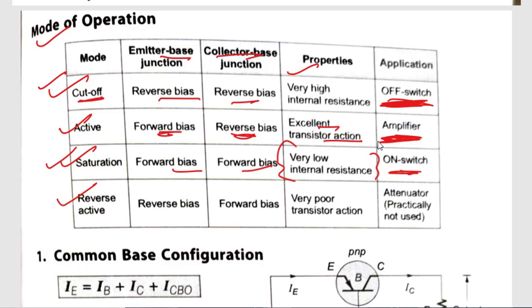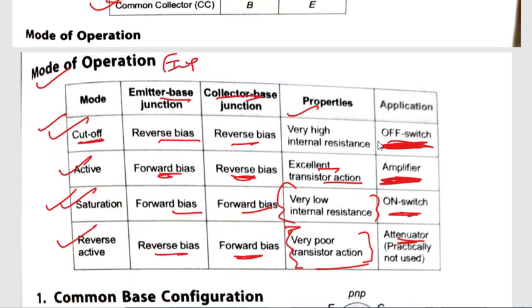Reverse active: in reverse active mode, the emitter base junction is reverse biased and the collector base junction is forward biased. It has very poor transistor action and can work as an attenuator, but practically it is not used anywhere. Remember this. This table is very important, so please learn this table by heart.